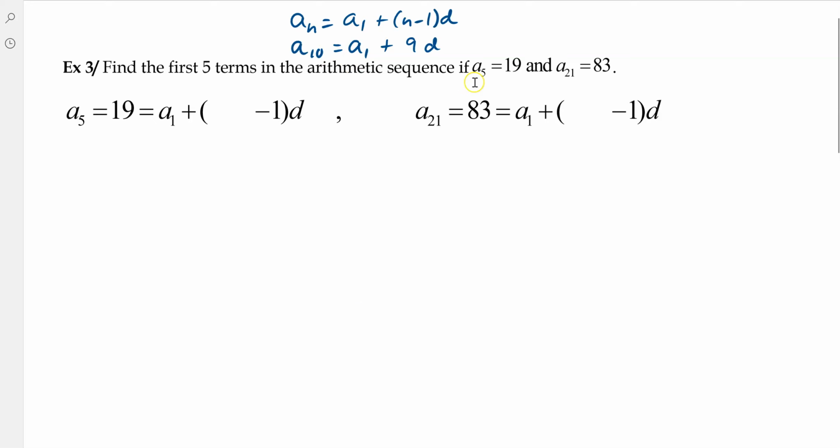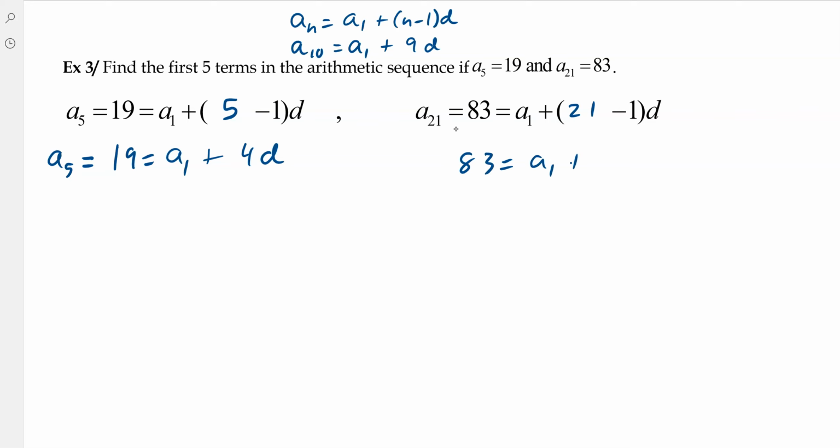So if you had a sub 5, we would plug in 5 here, and our 19, which is our fifth term, would be our first term plus 4d's because it's our fifth term. And our 21st term would be 83 equals our first term plus 20d's. And now if you look at these, we have a system of linear equations.